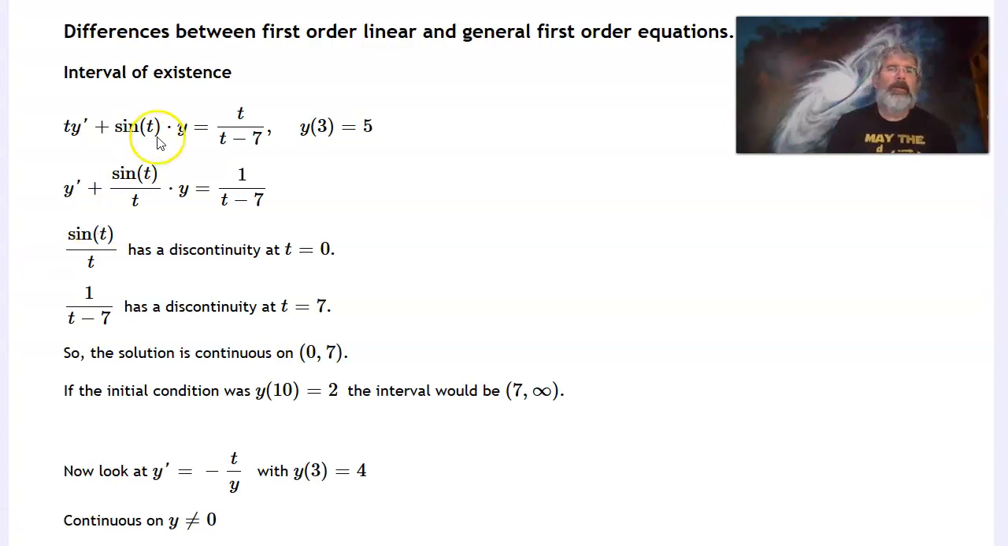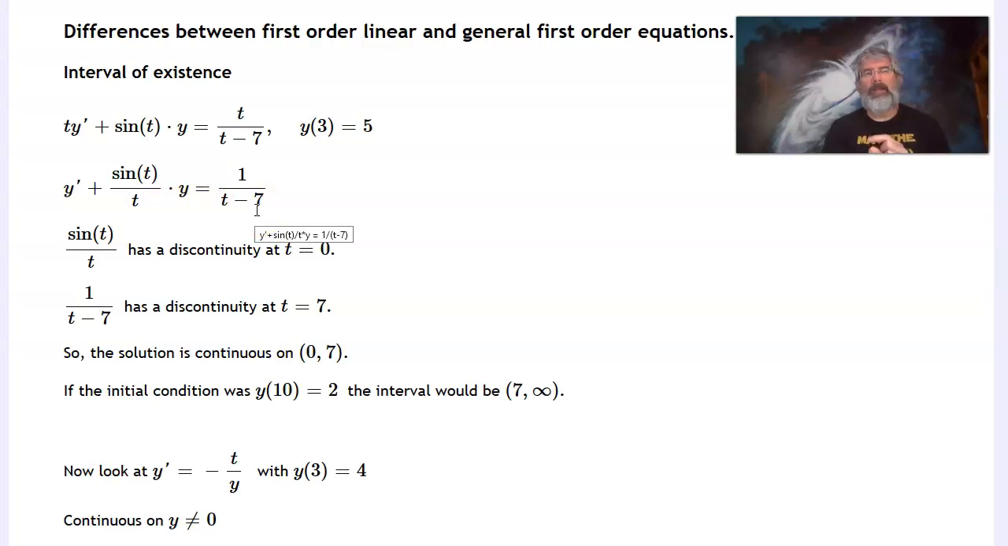Start off with a first order linear example here. This is first order linear, although I see I have a t in front of the y prime, so let's divide everything by t to rewrite it the way we normally would. This right here is my p of t, this is my g of t. Notice that p of t has a discontinuity at t equals 0, can't divide by 0. This is actually a hole in the graph. It's not an asymptote, it's a hole in the graph, but still it's a discontinuity at 0.